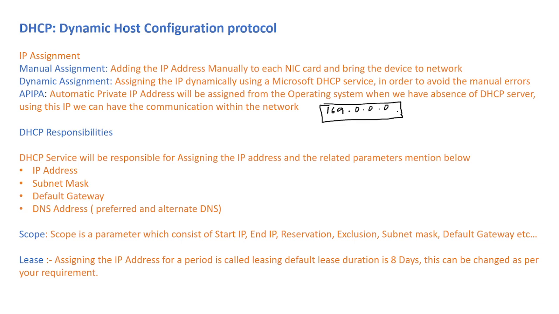Okay. Then you may ask a question, sir, how will this information be known by the DHCP? How will the DHCP server know that these are all the information I should send? The address should be like this, the subnet mask should be this one, the gateway should be this one. How will a DHCP server know the information which is supposed to be given to the computers in the network? Yes, that is a good question if you had asked.